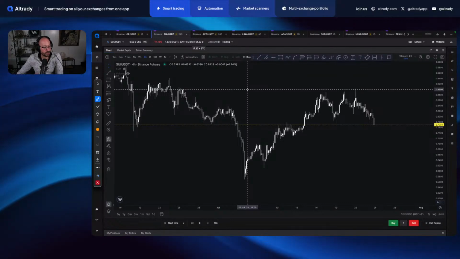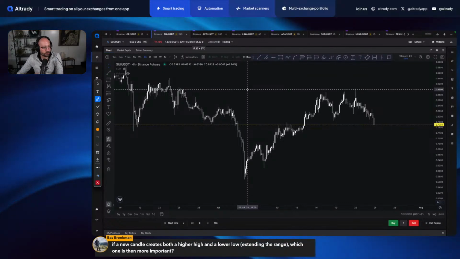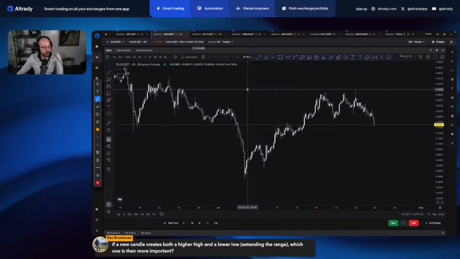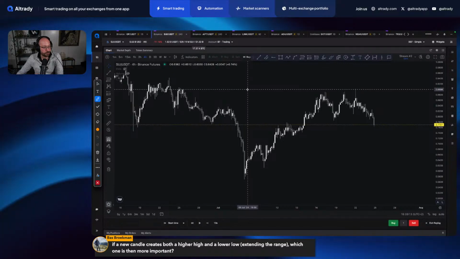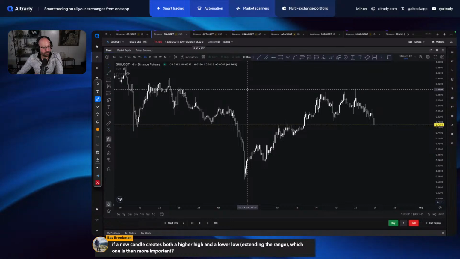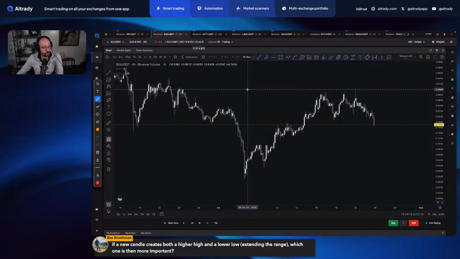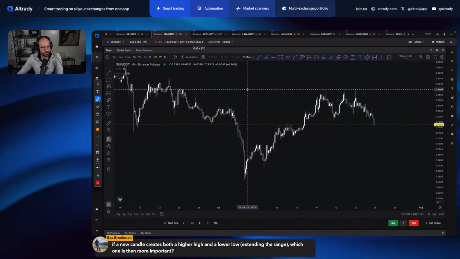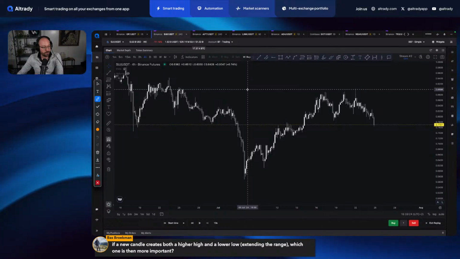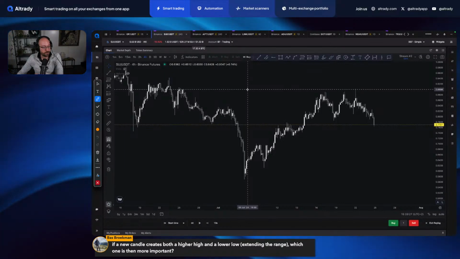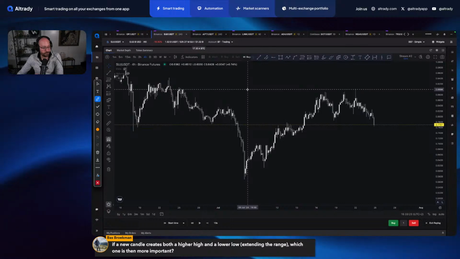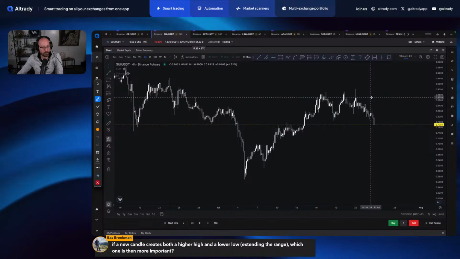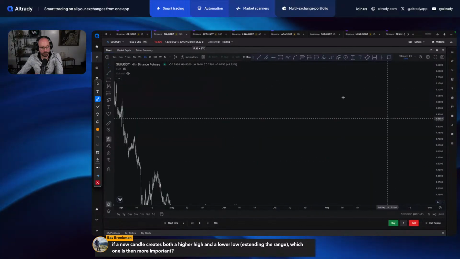Someone's asked a question: if a new candle creates both a higher high and a lower low, extending the range, which one is then more important? Yeah, we will get to examples and see that, because usually you don't take these candles into consideration. But yeah, we'll see what we can find on the chart. If we have anything like this, then we will explain that. Okay. But usually you want to wait for those 3 candle formation, as I showed you before.